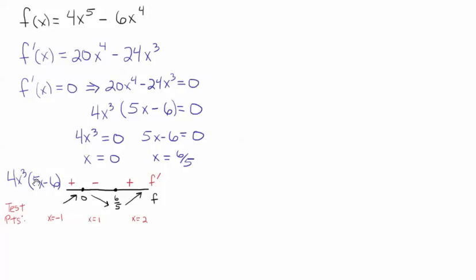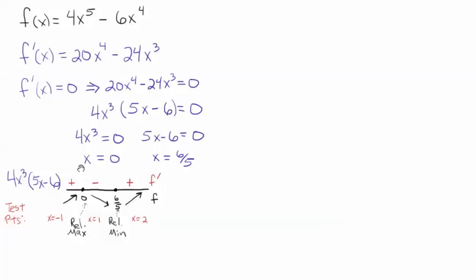x equals -1, we put that into this expression, we get a negative number and another negative number. Negative times negative is positive. We try x equals 1, positive, 5 minus 6 is negative, so positive times a negative is negative. Then we try 2, which is to the right of 6/5, which is a little bit more than 1. And we get a positive and a positive, and positive times positive gives us positive. So f prime is positive, negative, positive. That means that f is increasing, decreasing, increasing. And we could use the first derivative test then to determine that x equals 0 is a relative max because we're increasing then decreasing, and 6/5 is a relative min because we're decreasing then increasing.